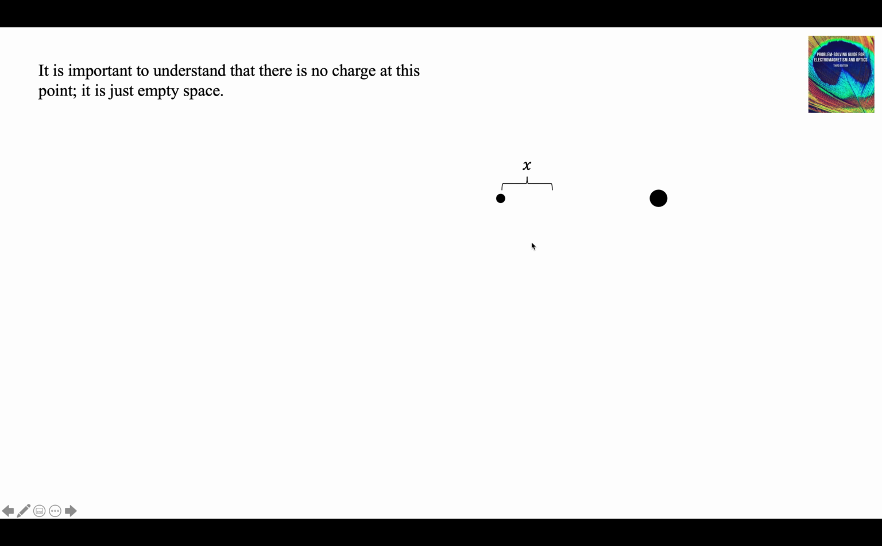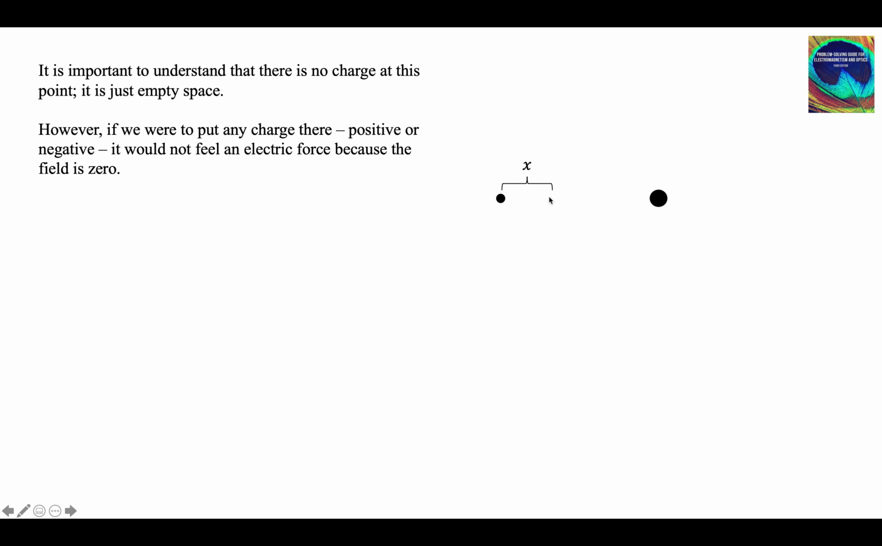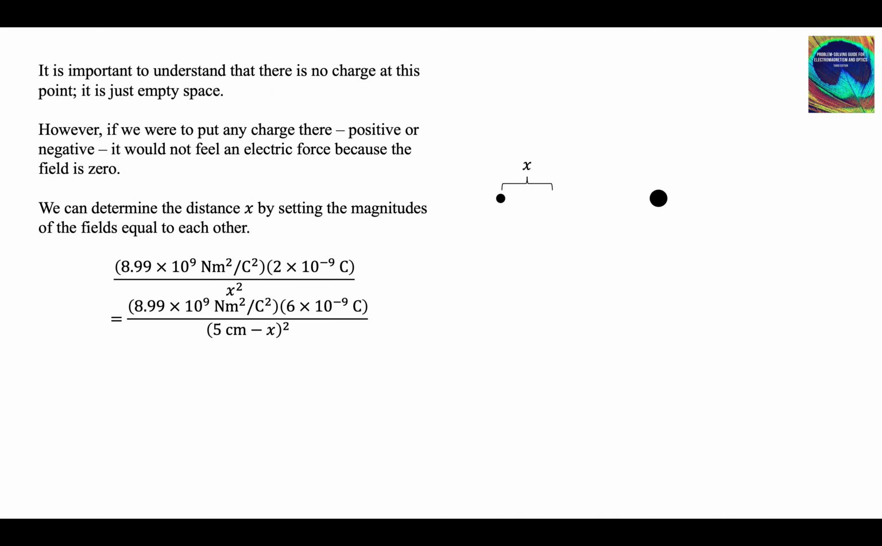There's no charge at this point, right? This is empty space. If we were to put a charge there, doesn't matter the sign, it's not going to move because the electric field is 0. So now we can calculate x. We set the magnitude of the fields equal to each other. The electric field produced by the 2 nanocoulomb charge is this. The electric field produced by the 6 nanocoulomb charge is this at the point x away from the 2 nanocoulomb charge. And we can start doing some math.